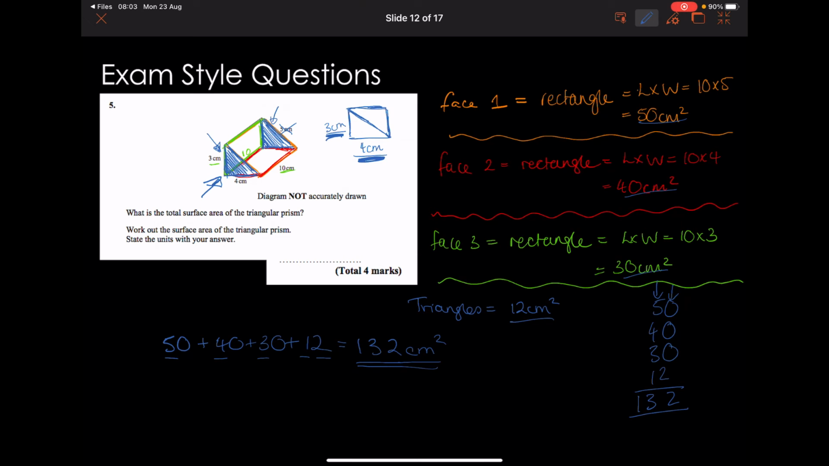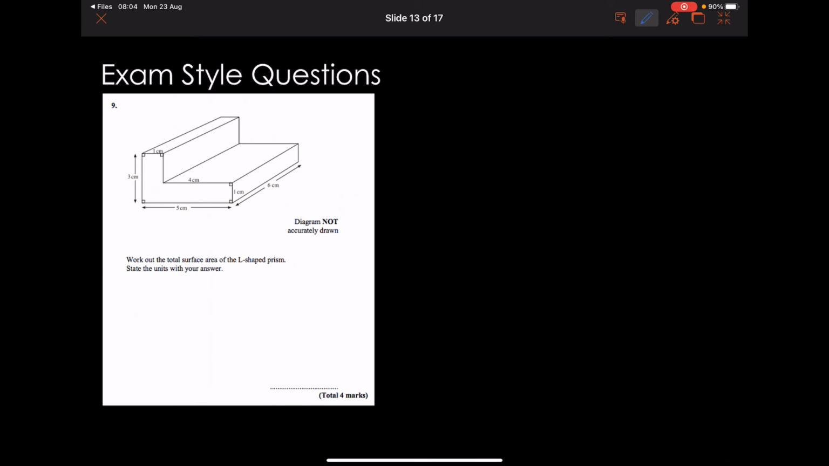Okay, so hopefully you understood that question and you got it correct. Surface area is just finding all of the faces and adding them together. This next one is asking you for the total surface area of this L-shaped prism. Have a go at that one and then press play for the answer.